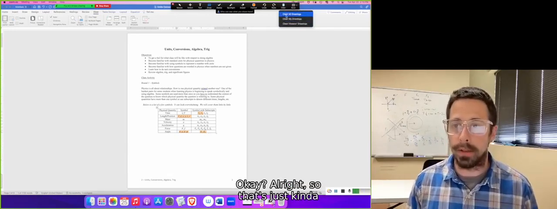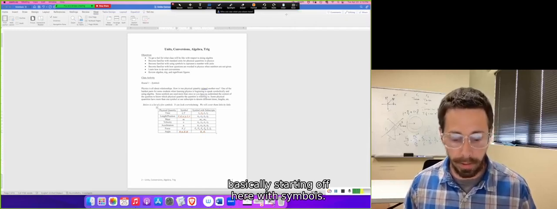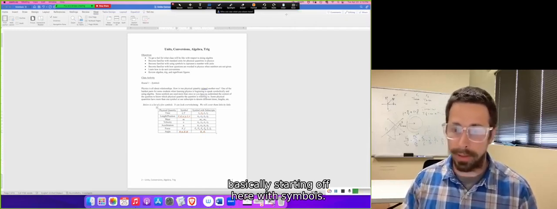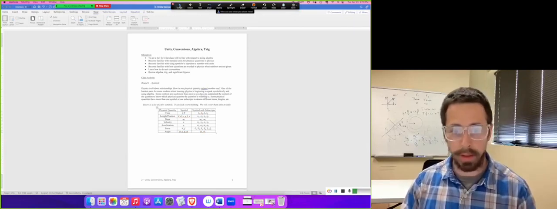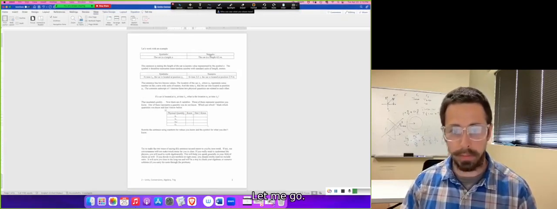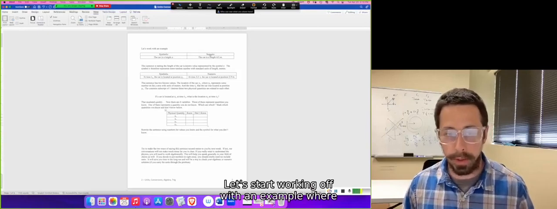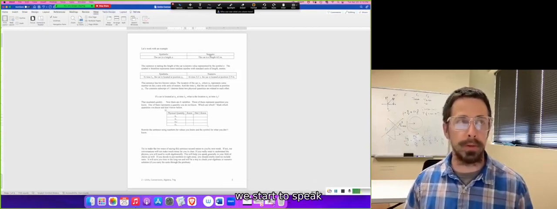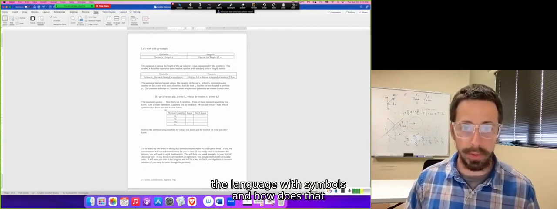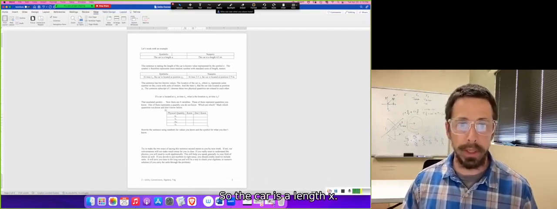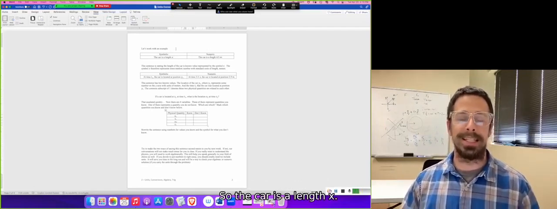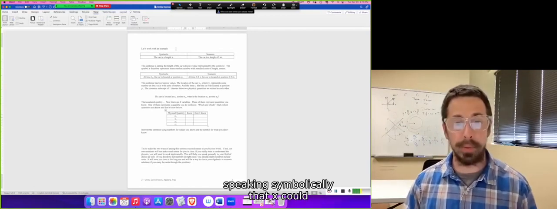All right, so we're basically starting off here with symbols. So let's start working off with an example where we start to speak the language with symbols, and how that corresponds to speaking with numbers. Right, so the car is a length x. That's what I would say if I'm speaking symbolically.